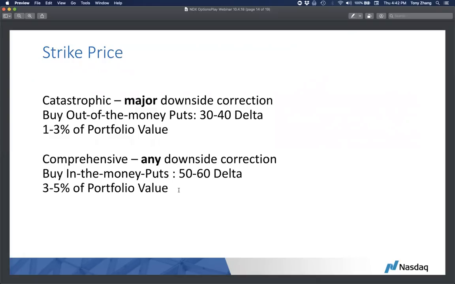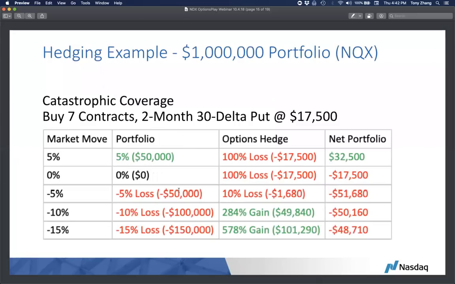So what I want to do is actually illustrate the difference between these two, and that's really the key here today: to help you understand the difference between these two and help you decide which one's best suited for you, depending on what your views are for the market and what type of protection you're looking for. So I have a hedging example here for catastrophic coverage.